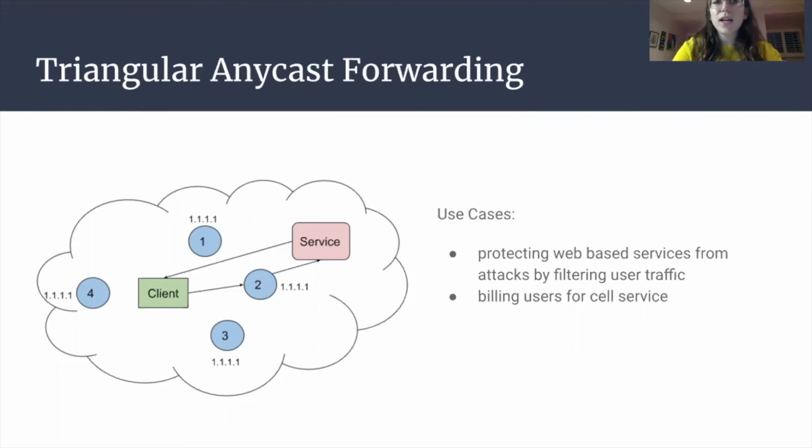Triangular Anycast forwarding is currently being employed by Akamai for two main purposes. The first is to protect web-based services from attacks with their Prolexic routed product, where the Anycast instance will drop any abnormal traffic or attacks and then forward on only the legitimate traffic to the requested service.